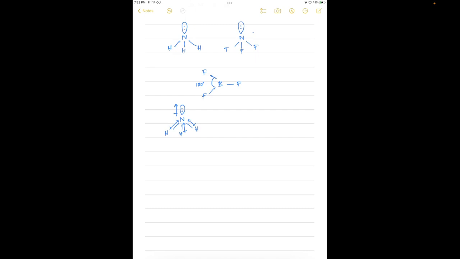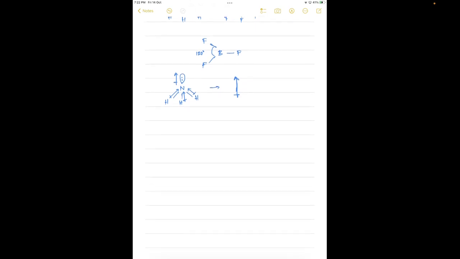The resultant dipole vector will look like this, because all the dipole vectors are pointing in the same direction, the upward direction. So the resultant vector will be high, and it will look like this.